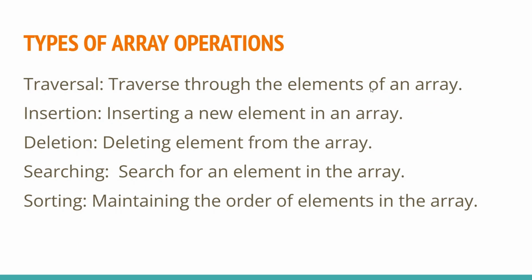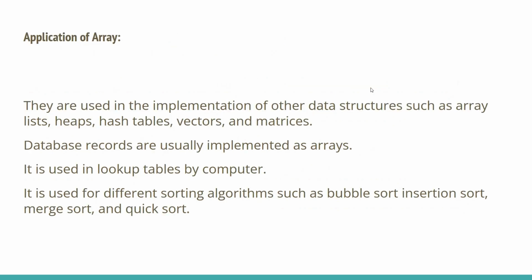Types of array operations. Traversal. Traverse through the elements of an array. Insertion. Inserting a new element in an array. Deletion. Deleting element from the array. Searching. Search for an element in the array. Sorting. Maintaining the order of elements in the array. Means either in ascending order or in descending order.